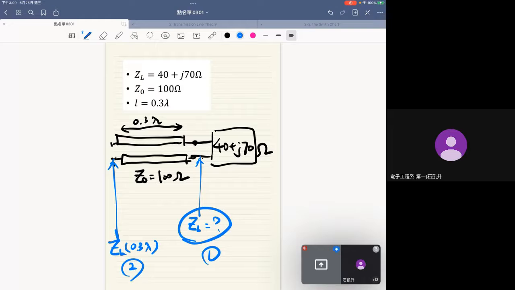You will need to mark every important number on your Smith chart. You will need to mark every important piece of information on your Smith chart to show me you understand how to do this.